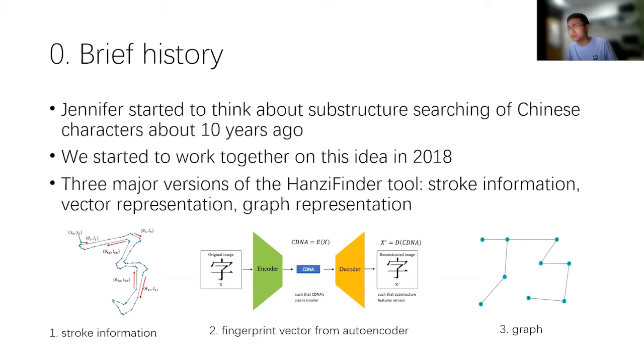There are 3 major versions. Each of them is highly dependent on how we look at, how we represent, a Chinese character. In the first version, we represent a Chinese character as a sequence of strokes and use stroke information to do computation. In the second version, we use an autoencoder to encode a raster image into a fixed-size vector, a so-called fingerprint vector. And we use that vector for substructure searching. In the current version, we turn a character into a graph, like you just saw.